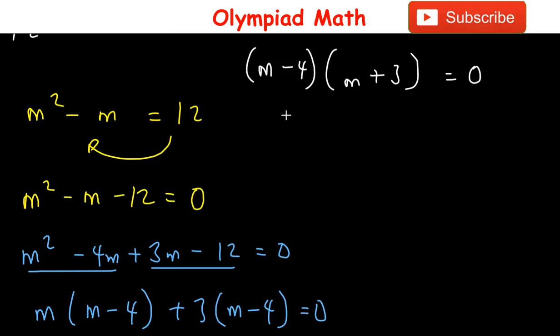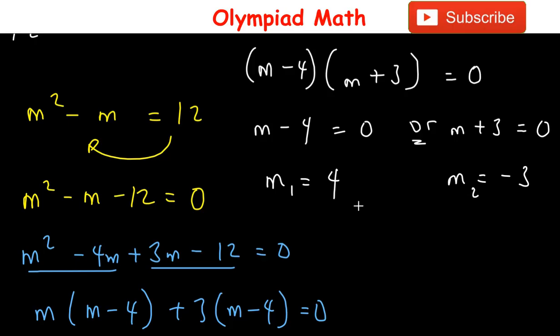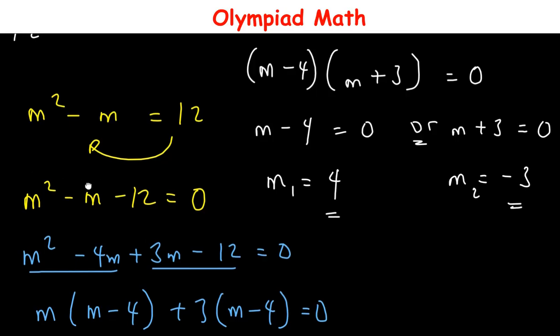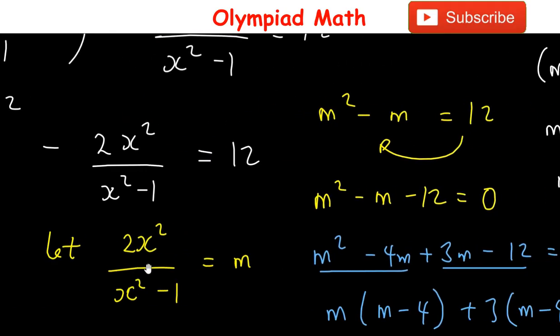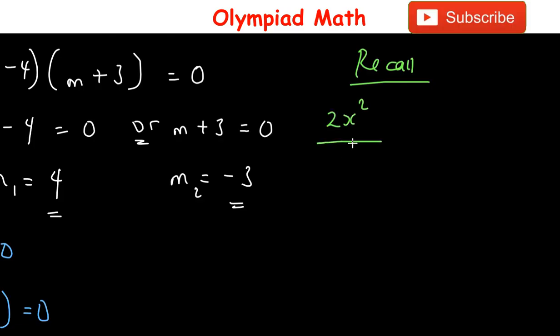At this junction, we can equate this to 0: m minus 4 equals 0, or m plus 3 equals 0. So m is equal to 4 and m is equal to minus 3, the first and the second solution of m. But then the goal is to solve for x. To do so, recall that from here we said let 2x squared over x squared minus 1 equal m.